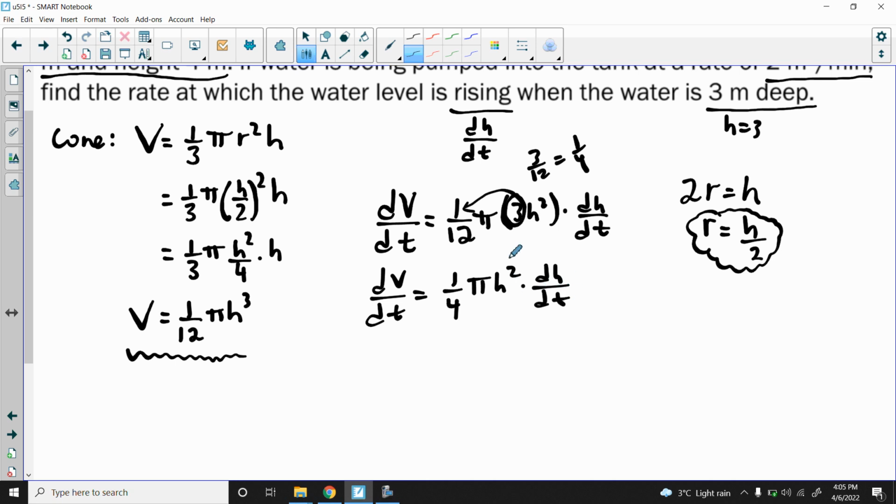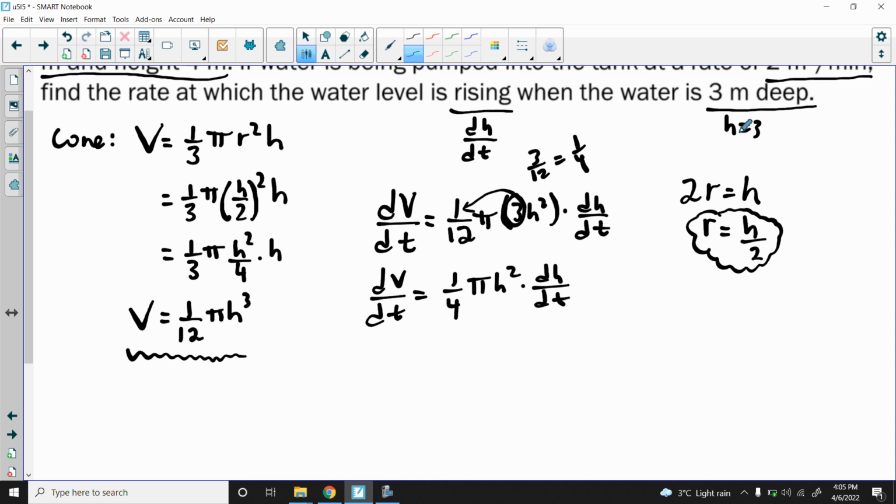So now I've got a couple things. I've got h equals 3. Remember, we talked about that in the last video. That is a moment in time when it is 3 meters deep. It's only 3 meters deep for an instant. It keeps going up and up and up after that, okay? So that's my h value.